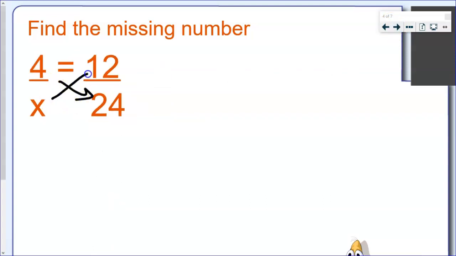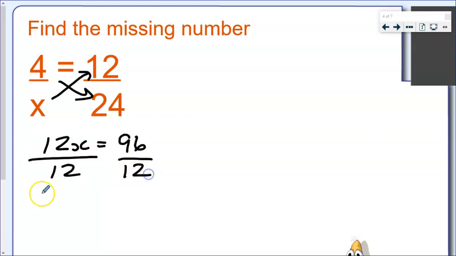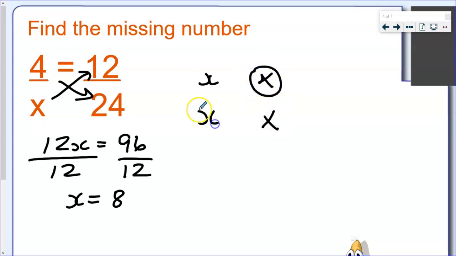Okay, again, this time I'll put the x on this side. 12x equals 96. We're going to divide by 12, and x will give us an answer of 8. Note I am making my x's like this, not like this. The reason being is this is what we use for multiplication. This is what we use for a variable.